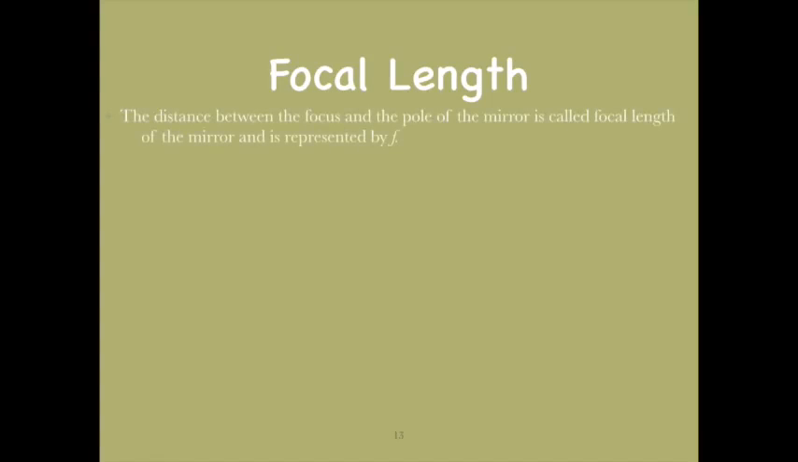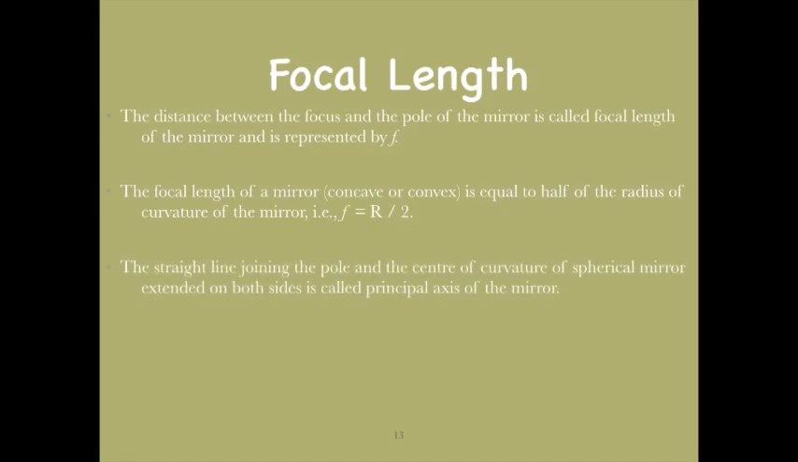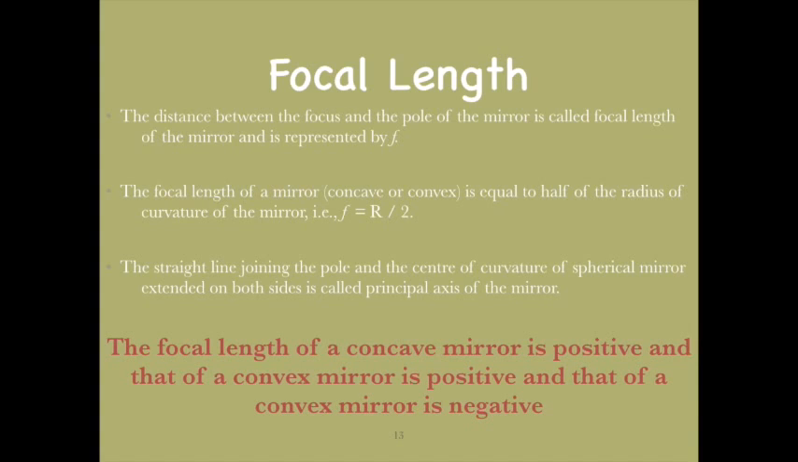Now, let's learn about the focal length. Coming to the definition, it is the distance between the focus and the pole of the mirror. It is represented by a small f. The focal length of a mirror is equal to half of the radius of curvature of the mirror, that is R by 2. The straight line joining the pole and the center of curvature of a spherical mirror extended on both the sides is called the principal axis. Note that the focal length of a concave mirror is positive and that for a convex mirror is negative.